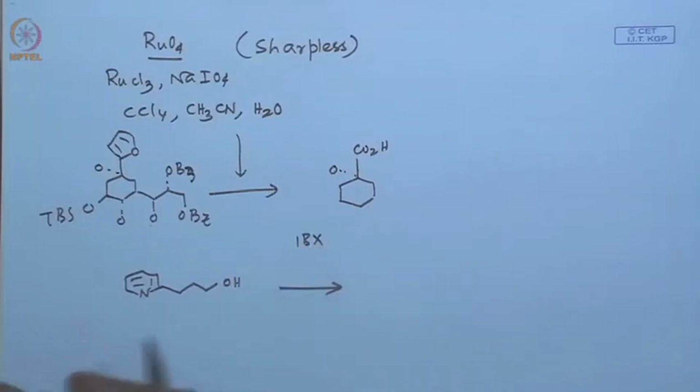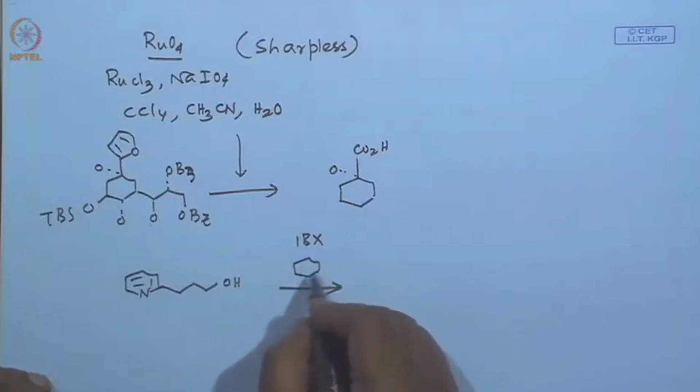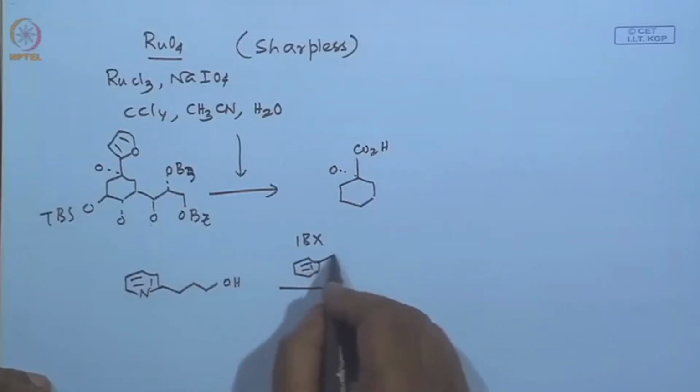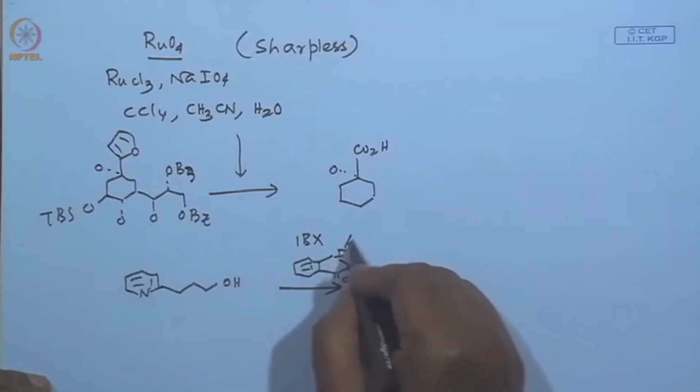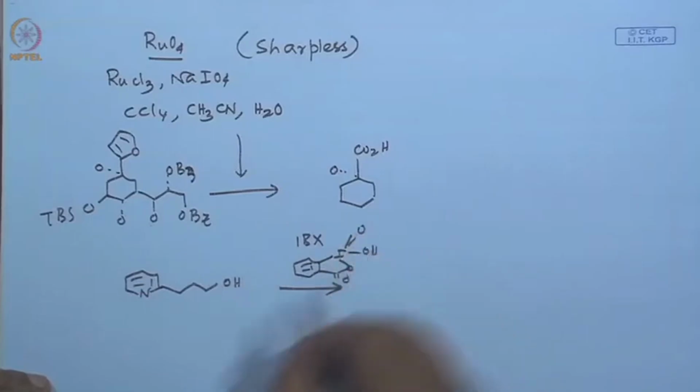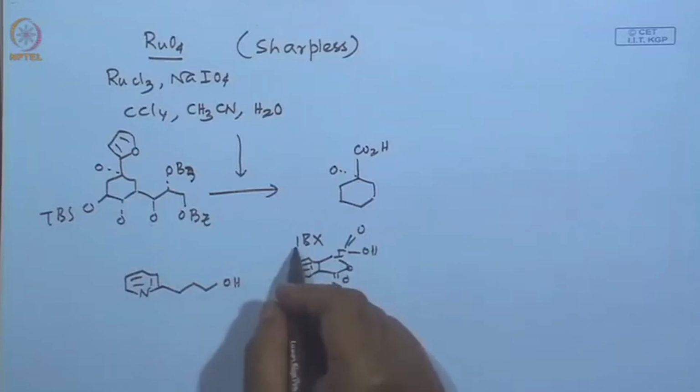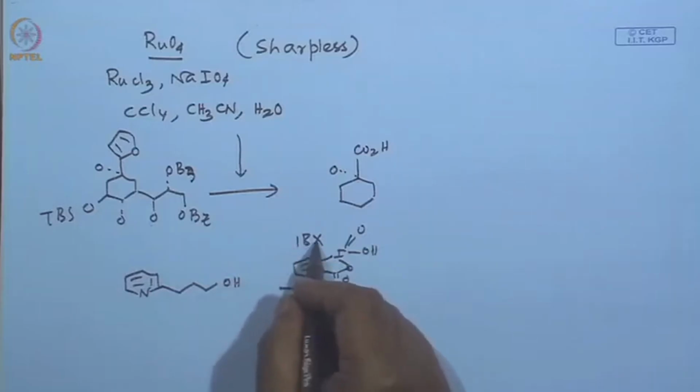Anybody knows what is the structure? Okay, some of you know, I guess. It is a benzene ring and iodine, and then a carbonyl oxygen, and then you will have a double bond up here and OH. Isobenzooxazole: I stands for iso, B stands for benzo, and X stands for oxazole. IBX is now a household name in organic chemistry.